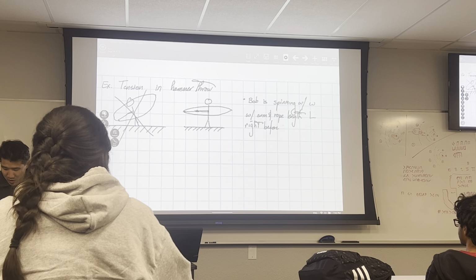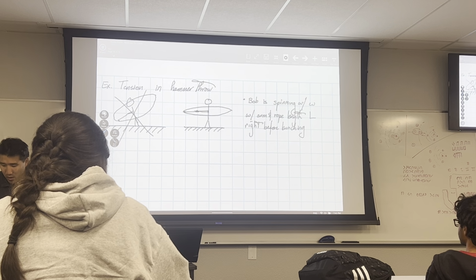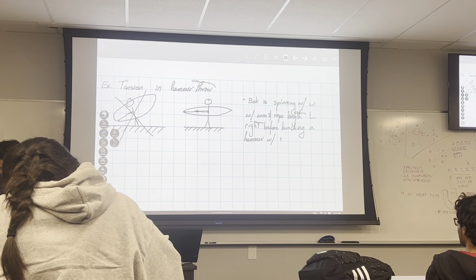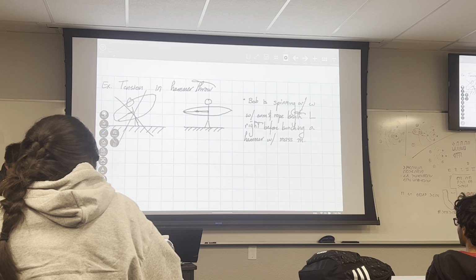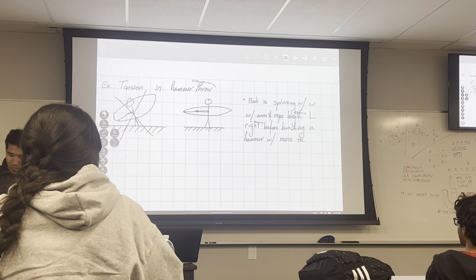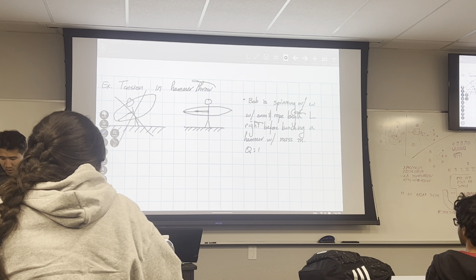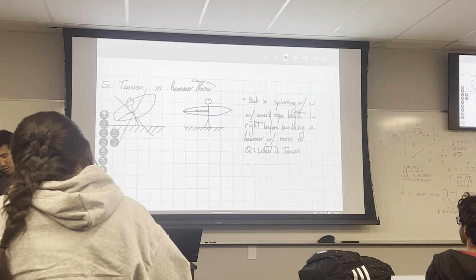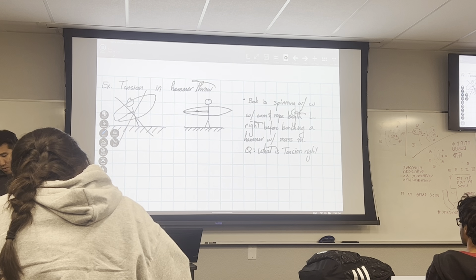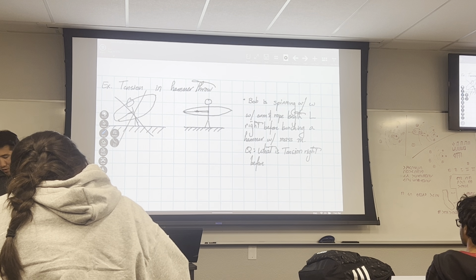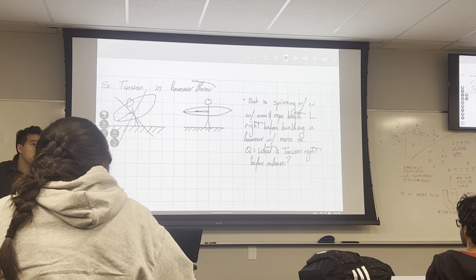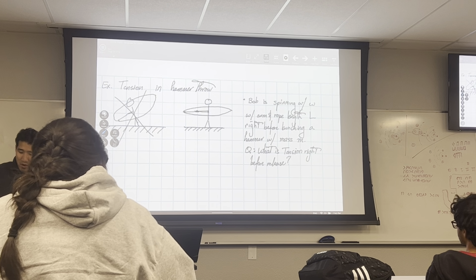Right before launching a hammer with mass M. The question is, what is the tension right before release? What is the tension right before release?